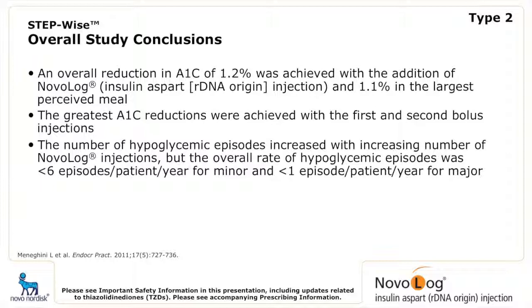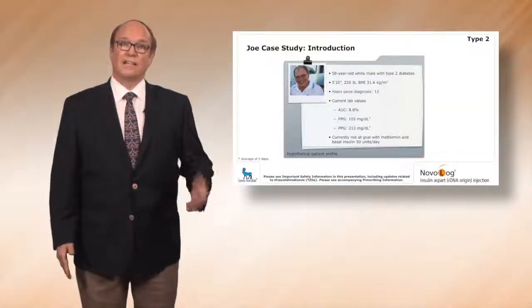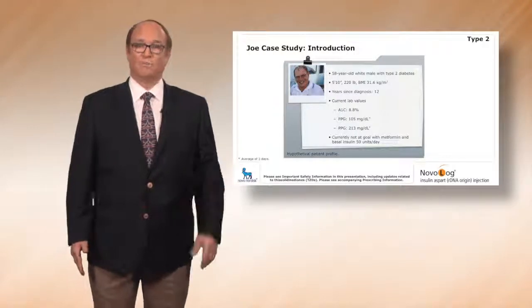The greatest A1C reductions were achieved after introduction of the first and second bolus injections. The number of hypoglycemic episodes increased with increasing the number of Novolog injections, but the overall rate of hypoglycemic episodes was low. To illustrate the stepwise approach to introducing Novolog, let's examine the case of Joe.